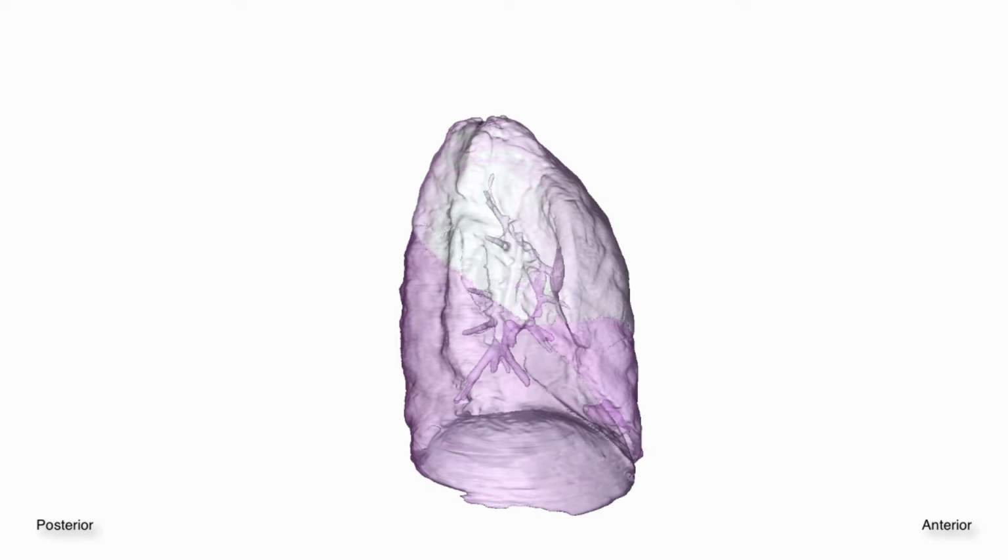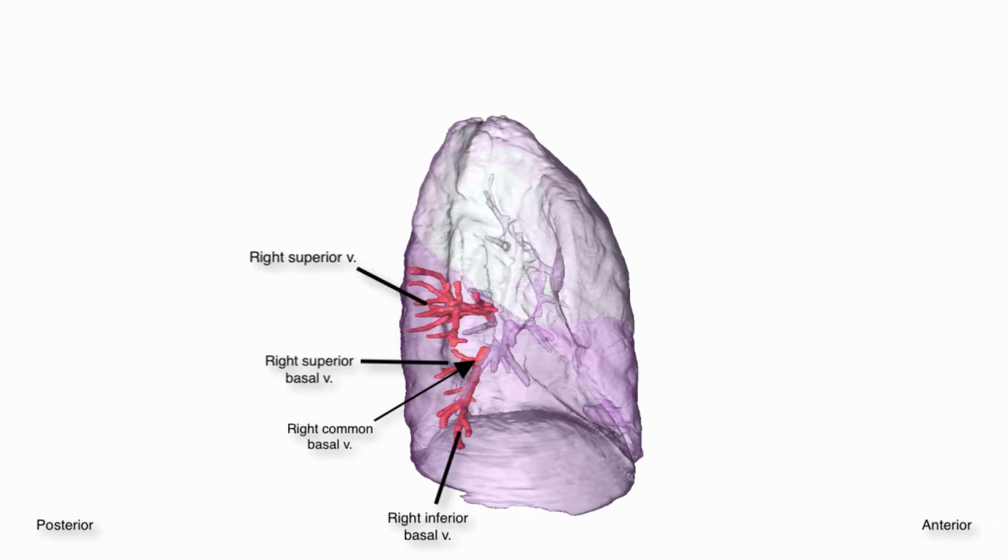Now we will look at the veins that drain these areas. The right superior and right inferior basal veins. These come together and drain into the right common basal vein. You also have the right superior vein and the right anterior basal vein.